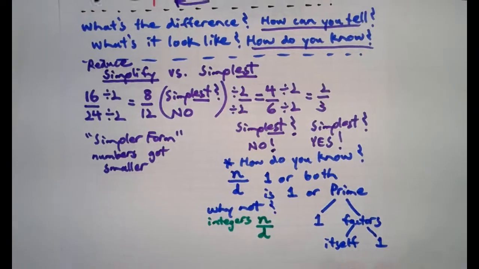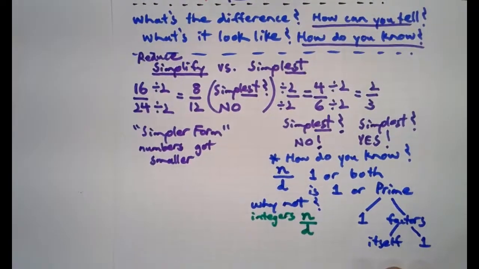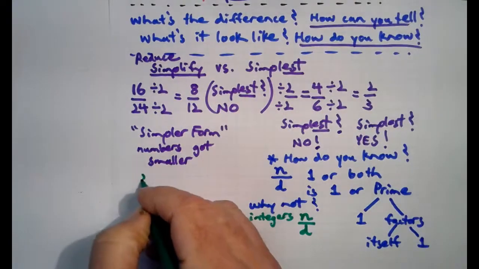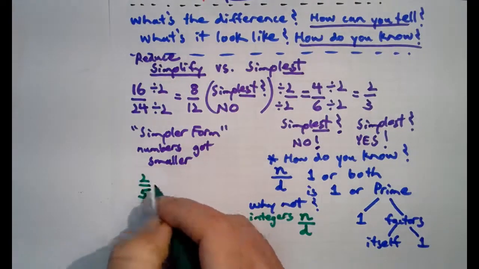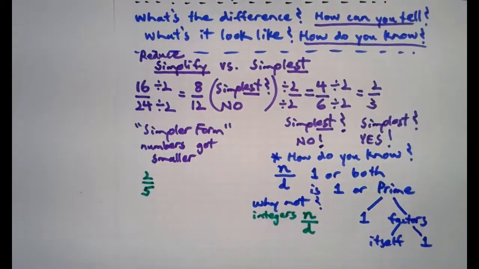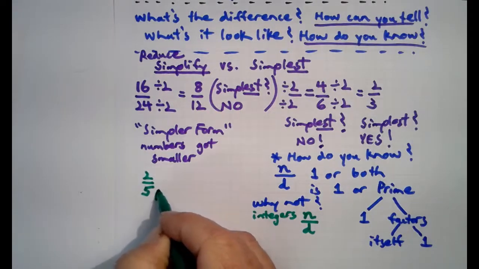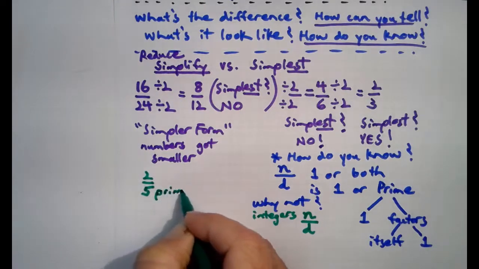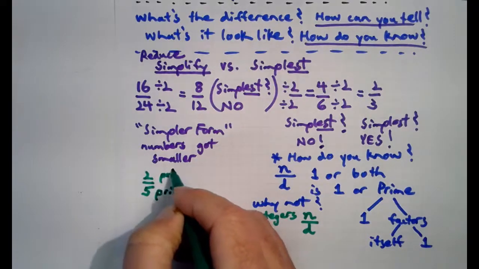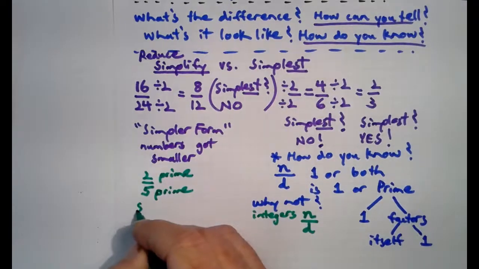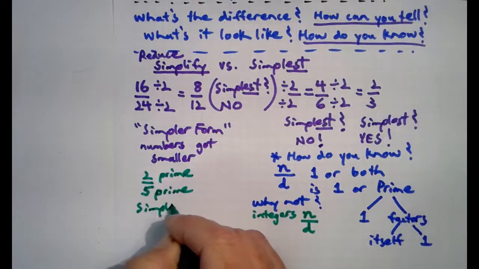Let's check that out. Let me give you a little quiz here. I'm just going to ask you, hey, 2/5, is that simplest? Well, 5 is prime and 2 is prime. We can't divide both 2 and 5 by 2, for example. So, simplest. That one is simplest.